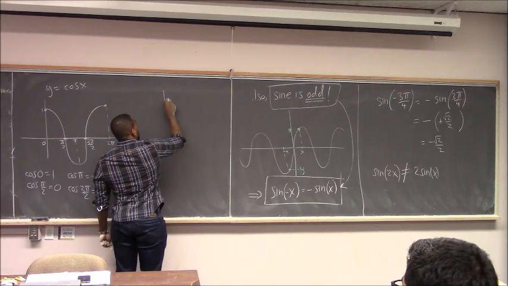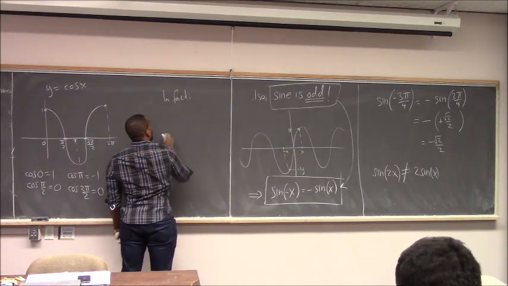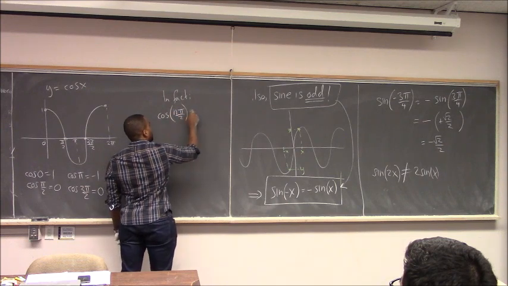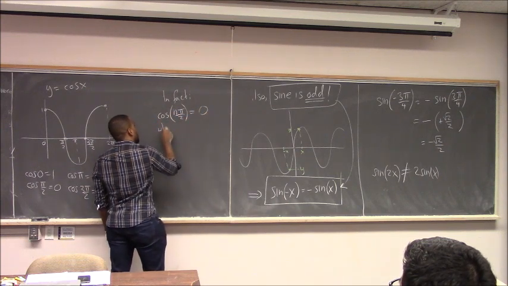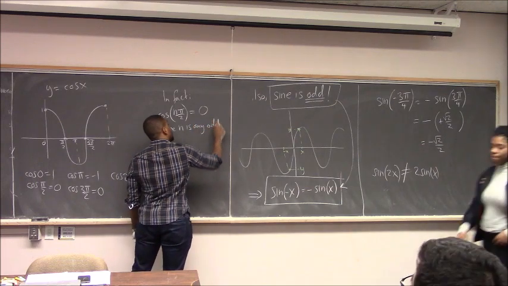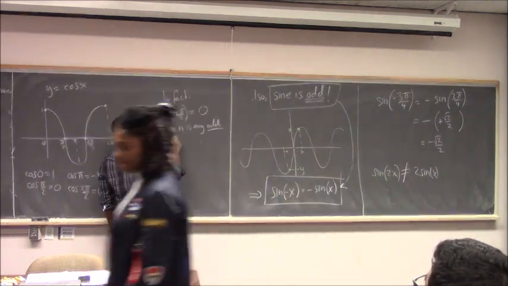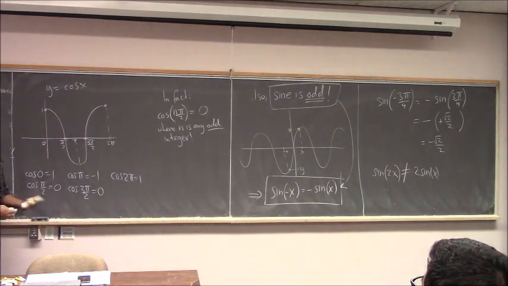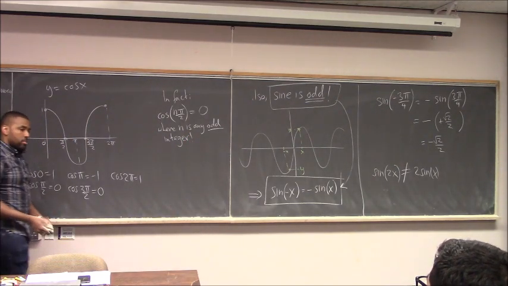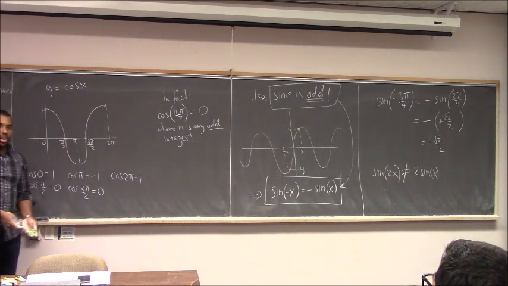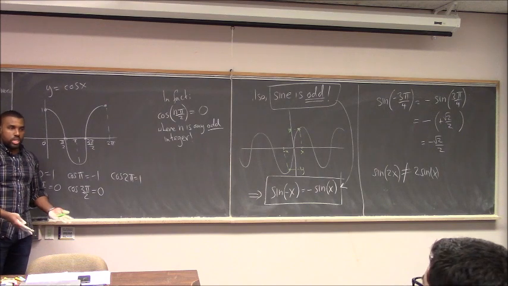In fact, some other important equations, we know that cosine of n pi over 2 equals 0, where n is any odd integer. Okay. So cosine of 3 pi over 2, 5 pi over 2, 7 pi over 2, 9 pi over 2, 13 pi over 2. Cosine of minus 15 pi over 2 is 0, right? These are things that you would automatically know.